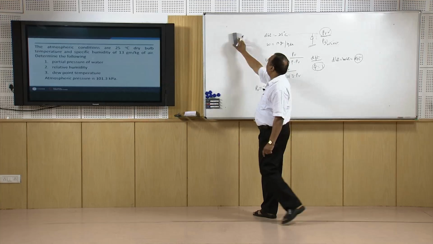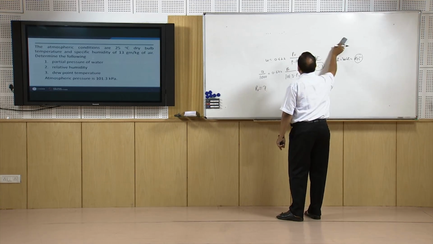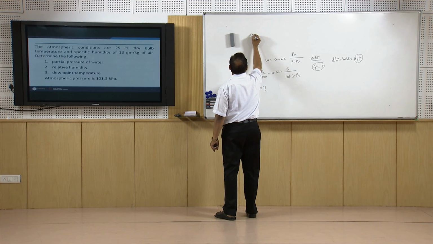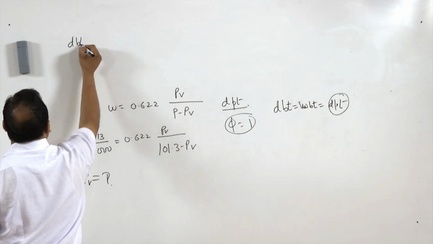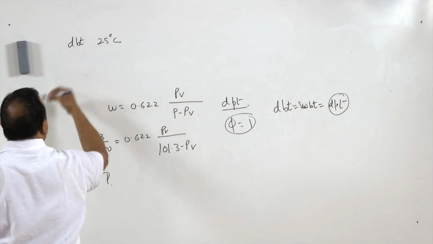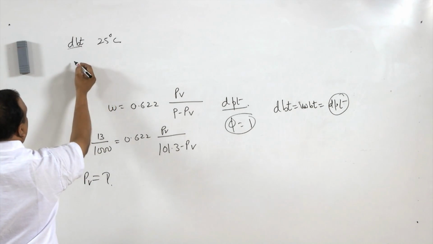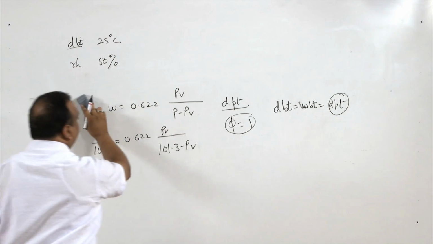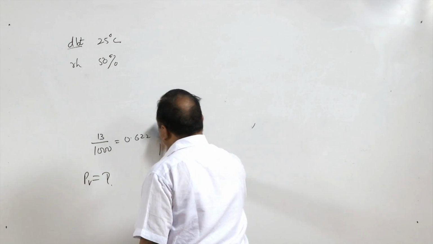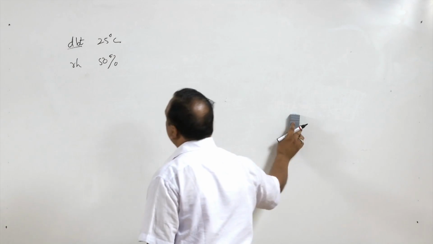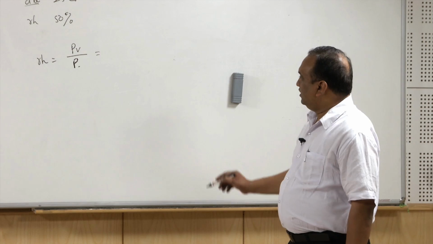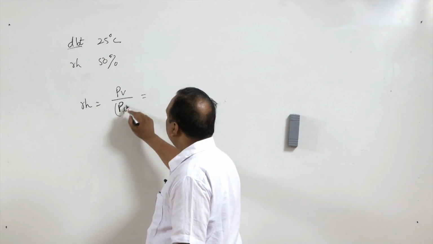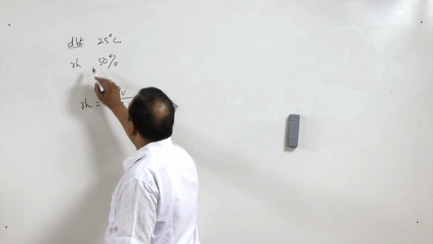I can give you one example in addition to this, because normally if you look at the weather data, you will find that today temperature is 25 degrees centigrade, they do not say dBT, they say temperature is 25, and relative humidity is 50%, right. So, if we take this case, temperature 25 degrees centigrade, relative humidity is 50%. Now, relative humidity is the partial pressure of water vapor divided by the saturation pressure of water vapor at this dBT.